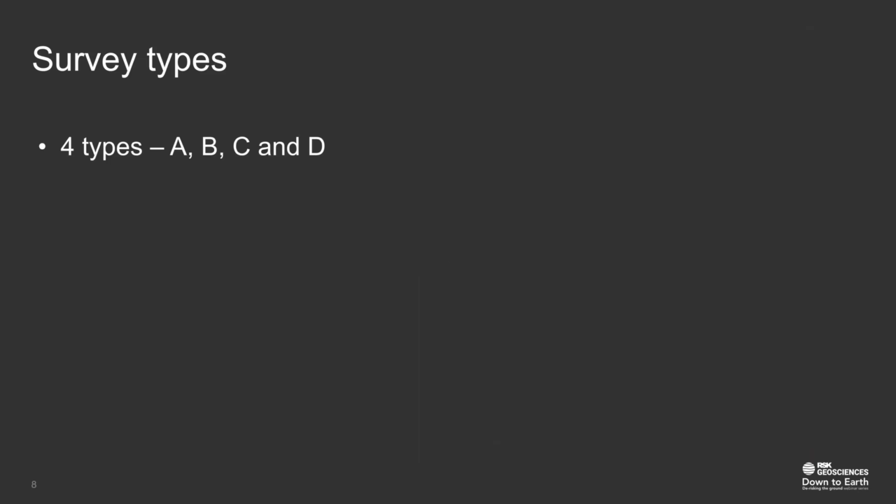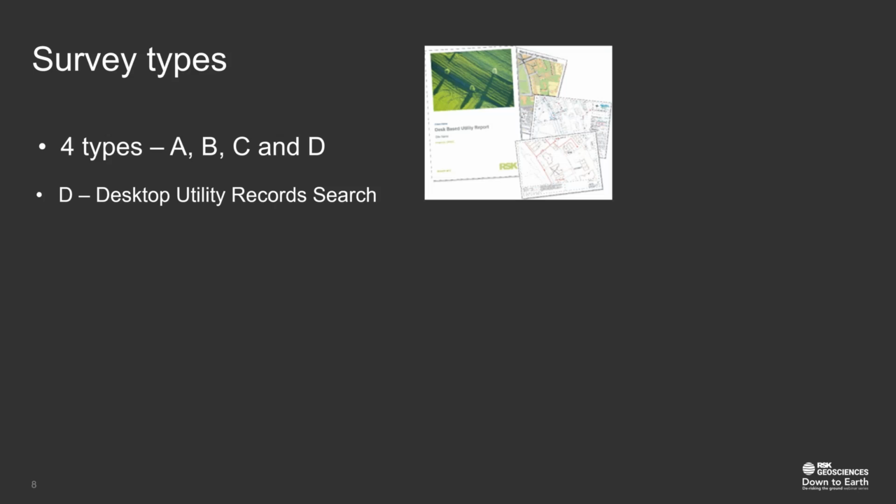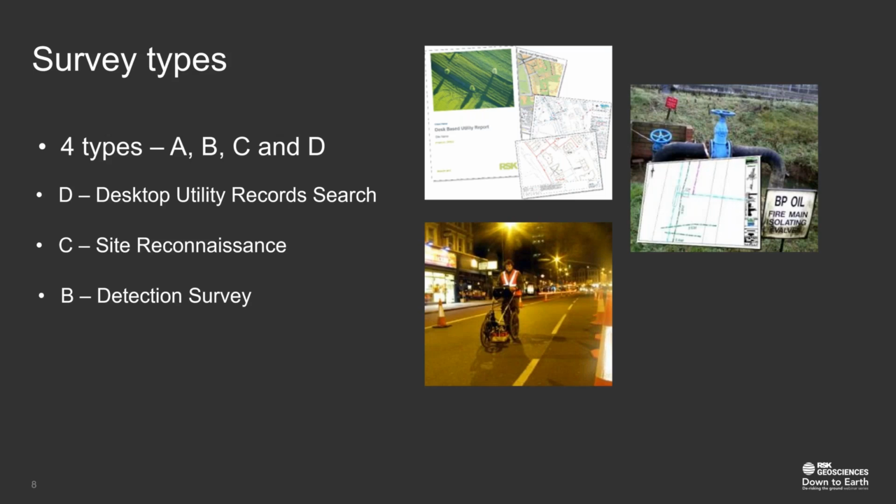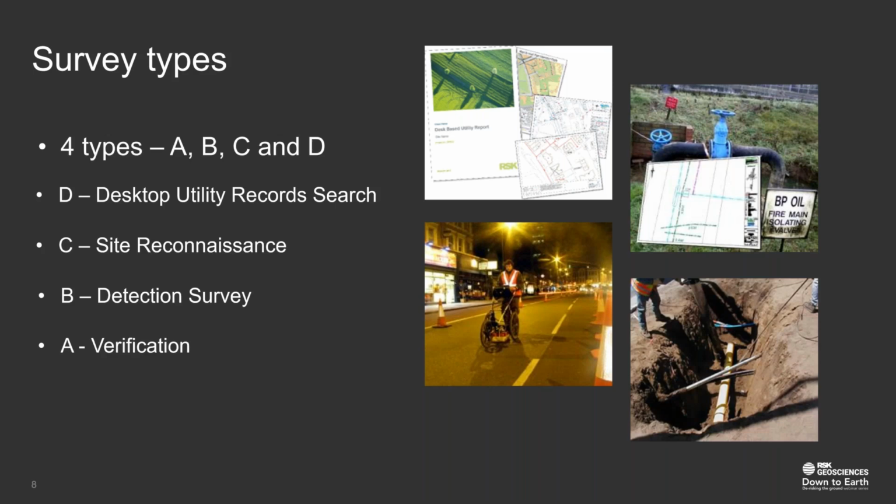So PAS 128 splits up these survey types into 4 categories. These rise in quality and accuracy from D, which is a desktop record search, which is like what I've described earlier with line search, through to C, which is a site reconnaissance or a site walkover, through to B, a detection survey, all the way through to A, which would be a verification survey where the service has been exposed and then its position is recorded to a high accuracy.